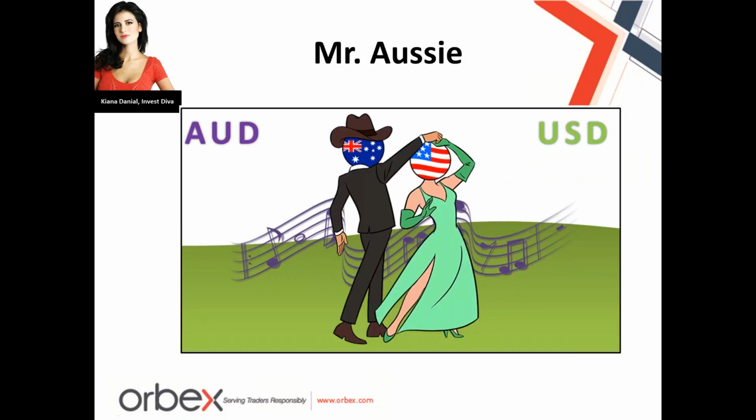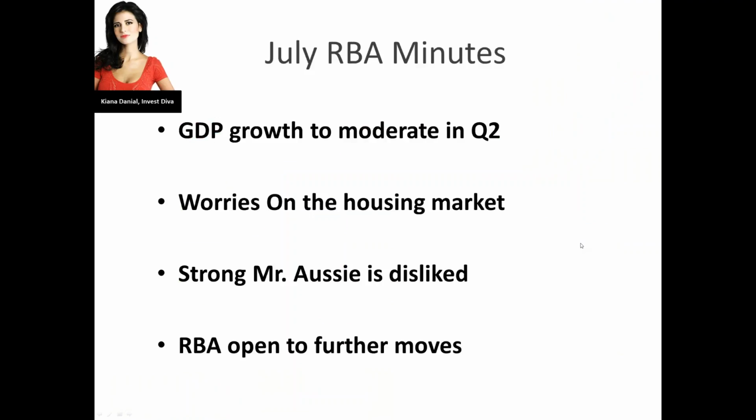So this is Mr. Aussie dancing with Miss USA. This is one of the crosses that we're going to talk about today, but obviously I'm not going to limit us to Aussie dollar pairs, we're going to talk about more pairs as well, pair requests. So, without further ado, let's talk about July's RBA minutes.